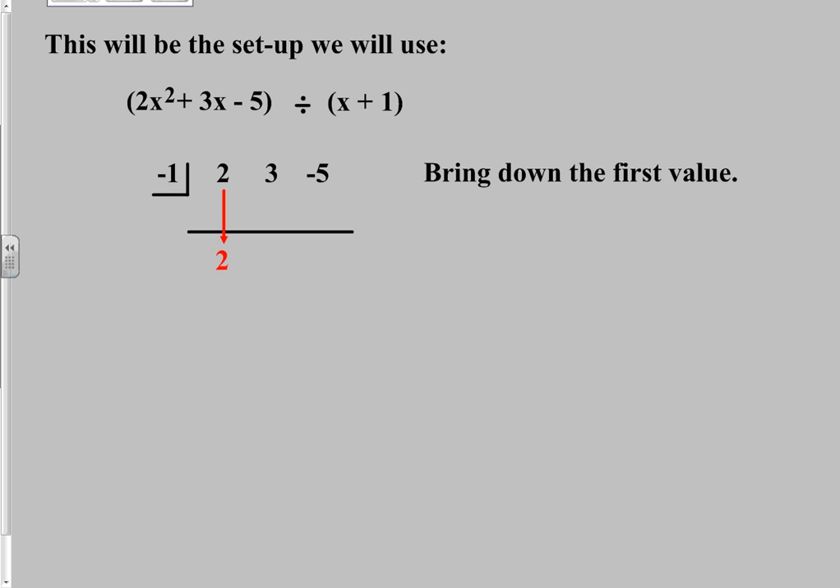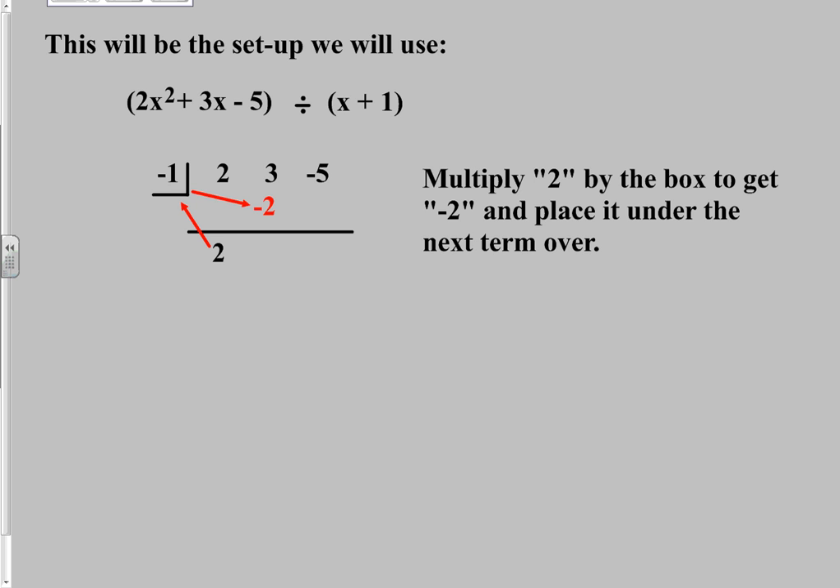Okay, now the process of synthetic division is to bring things down, and then whatever gets brought down, we are going to multiply that times whatever number is out in the box. And whatever the result of that multiplication is will get positioned underneath the next term over to the right, in between that term and the line that you drew.